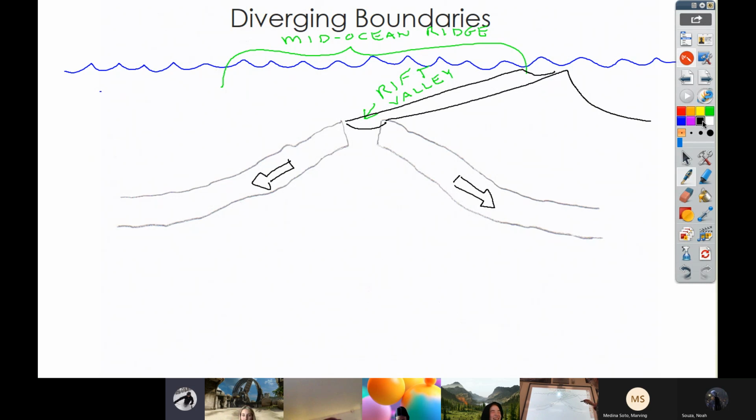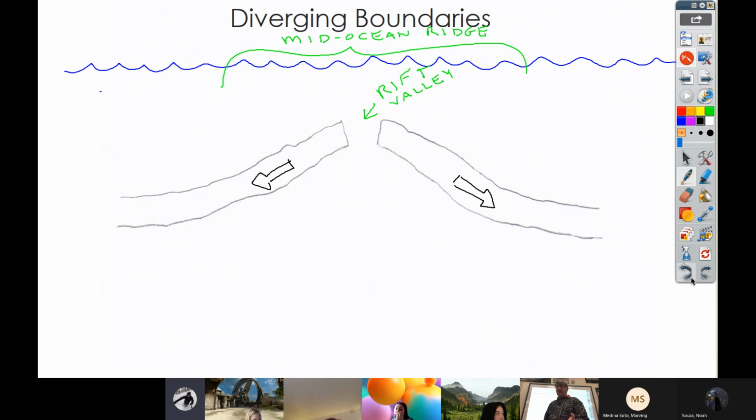I'm not sure we have a lot of things to add to this diagram, so I'm not sure you'd have room anyway. Just wanted to give you that visual. So I'm going to erase those things I just added. Okay, so why is it that they're moving apart? And why is it that there's a mountain range at the very location where they move apart?